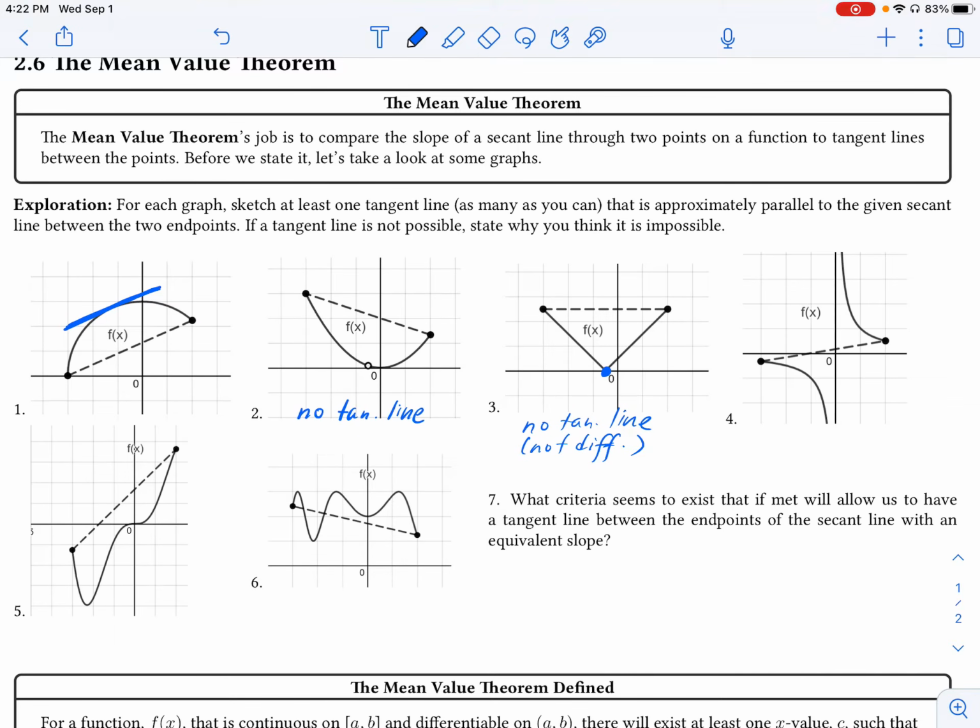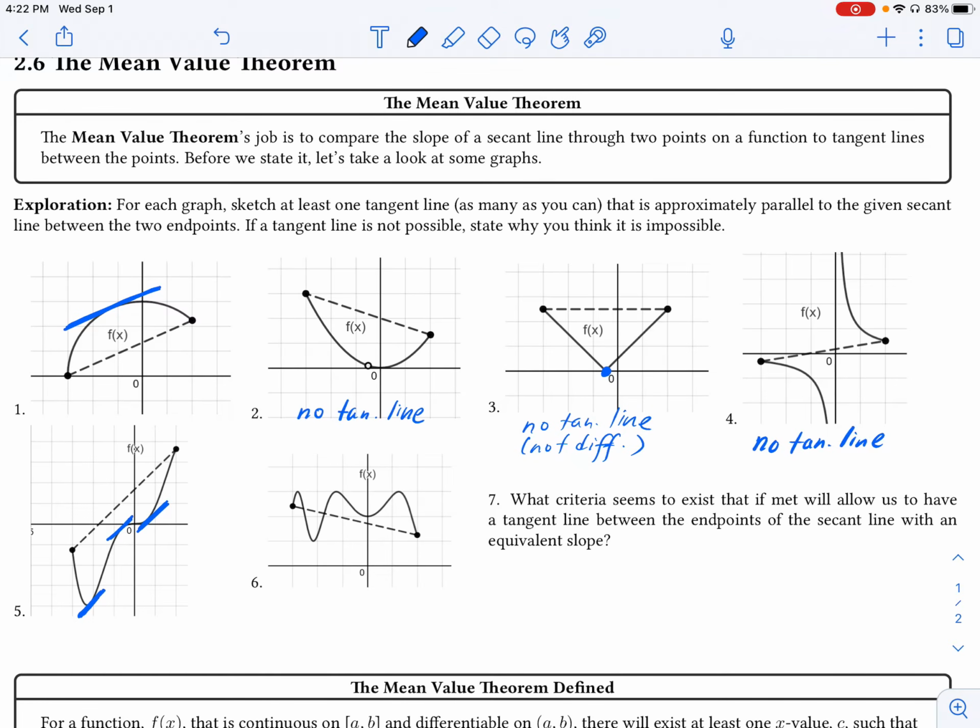Well, you can see where we're going with this next one. Again, we see no tangent line for number 4. Again, the only possible place here, well, actually there is no place in general where there would be a tangent line that's parallel here. Now, let's look at number 5 now. Well, we've got a couple places where potentially that tangent line would be parallel.